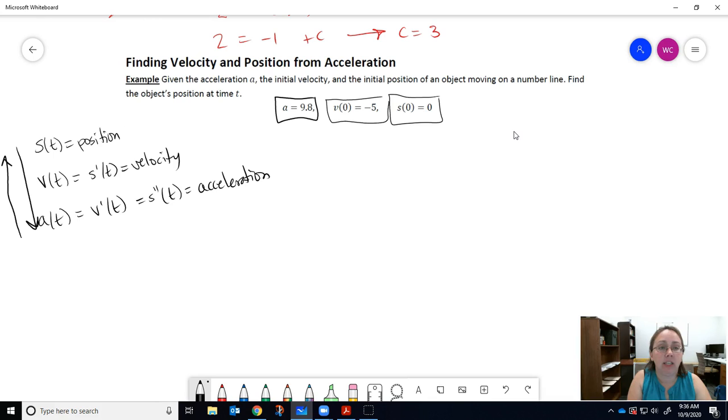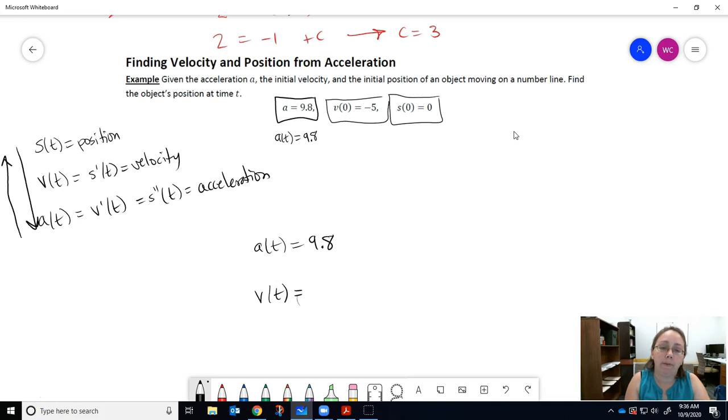All right, find the object's position at time t. So they're giving us a for any value t. So this is actually a of t. No matter what, it's 9.8. That's gravity. And then from a, we can work our way backwards by thinking about the antiderivative. So if a of t is 9.8, let's work back. So the antiderivative would be v of t. We'll work on notation of this as we go, but right now we're just kind of doing it with a little bit of hand waving.